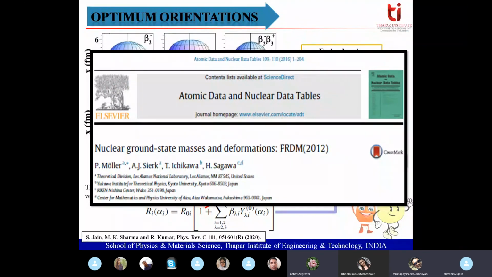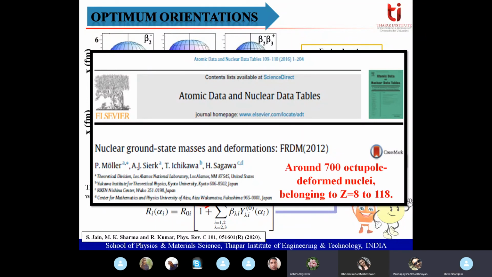Yes, I know that this is the modified data table. Exactly, sir. Around 72 or 77 nuclei are showing the octupole deformation. So you take the deformation value from here. Yes, I have considered all the available data. There were around 700 octupole deformed nuclei given in this paper. On the basis of those data, I have obtained the optimum table I have shown in this webinar.